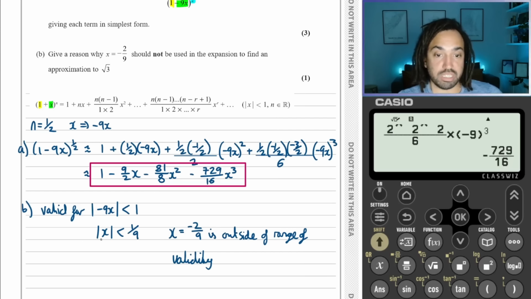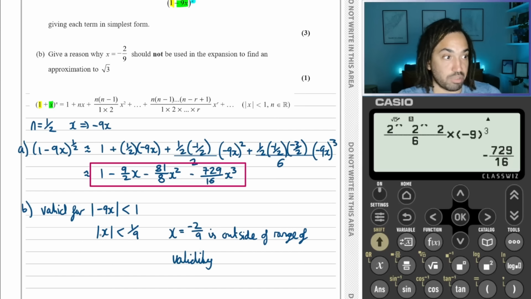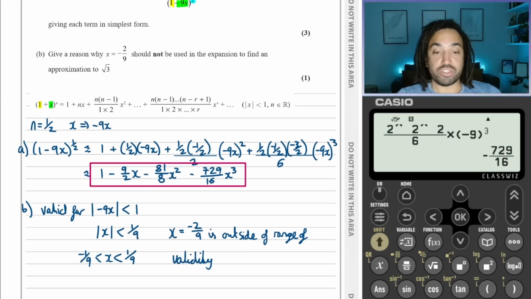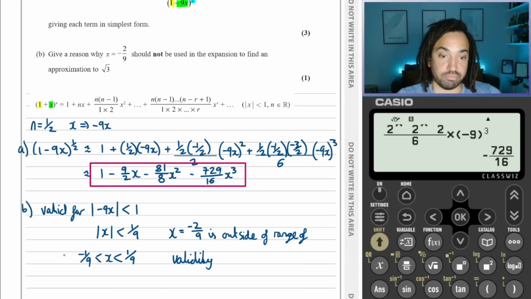Yeah, so basically what this means is when the modulus is less than a ninth, it means that x needs to be in between minus a ninth and positive a ninth. So minus 2 ninths is too negative here. It's outside of this range that we need, so therefore it's not going to be used for an approximation.